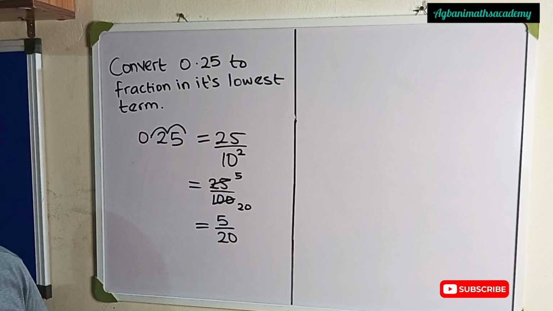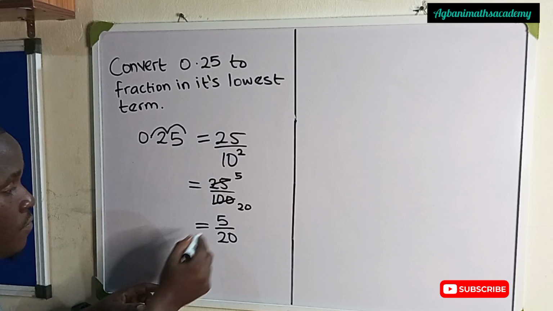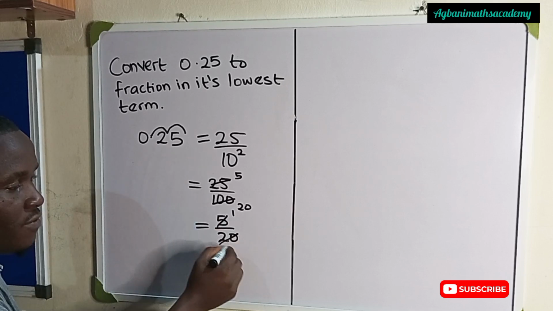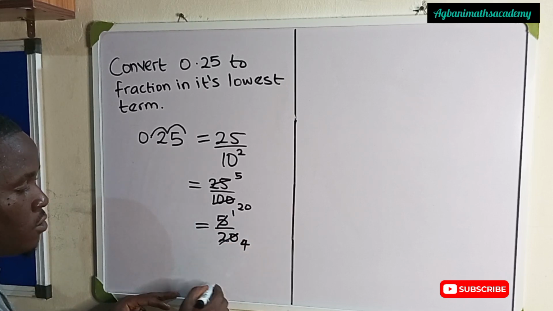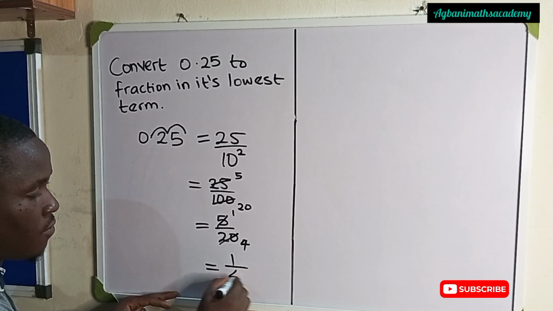Have we gotten to its lowest term? If you leave it at this point, your answer is wrong, because there is still a number that can divide both 5 and 20, and that number is 5. So 5 divided by 5, 1. 20 divided by 5, 4. So that means we have 1 all over 4.